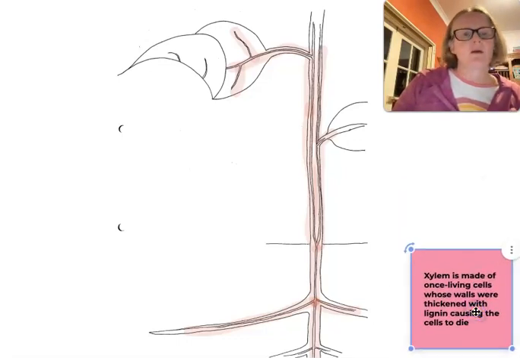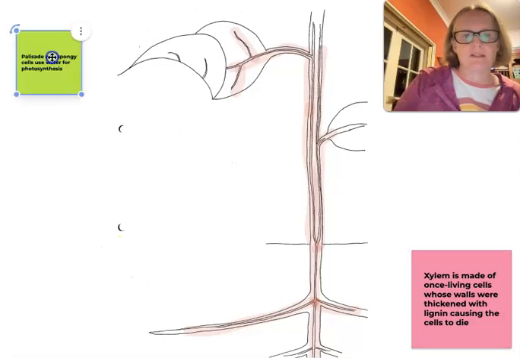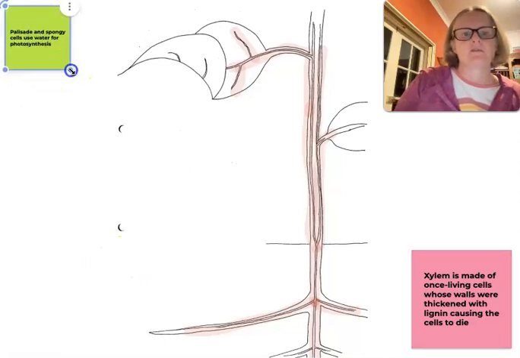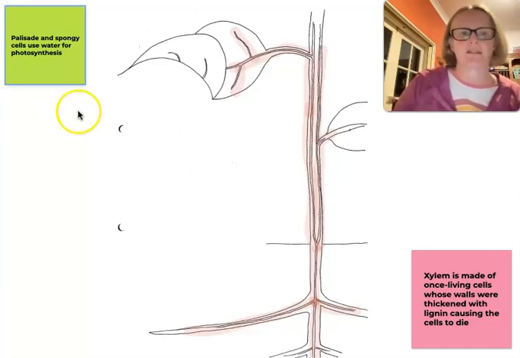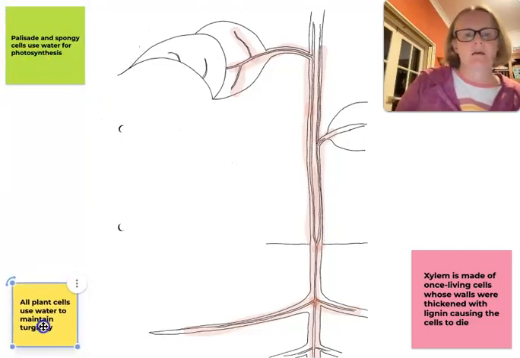The other thing we need to think about when we're thinking about water is that there are two main uses of water within plants. Obviously, we have cells that are using water for photosynthesis. So in the leaf itself, and that's why I've colored it green here, we've got photosynthesis happening in the palisade cells and the spongy cells, or any cell with chloroplasts in it, really. The other use for water is to maintain turgidity.